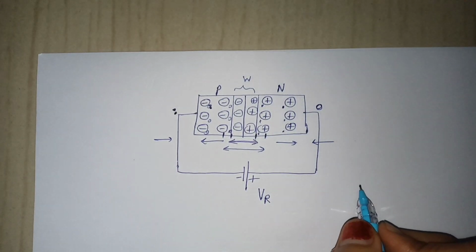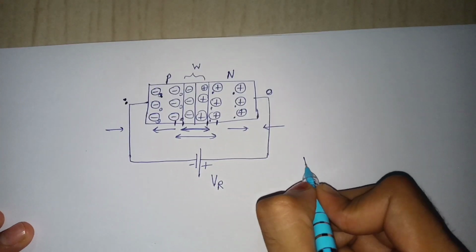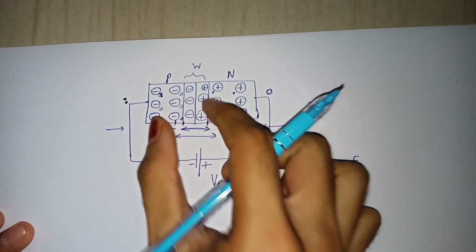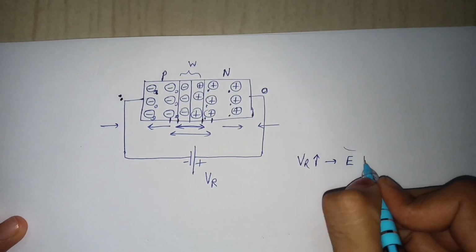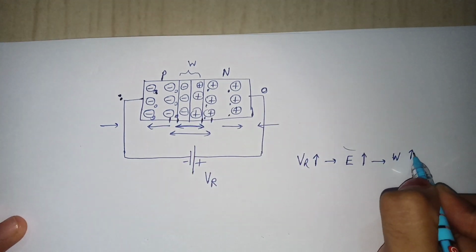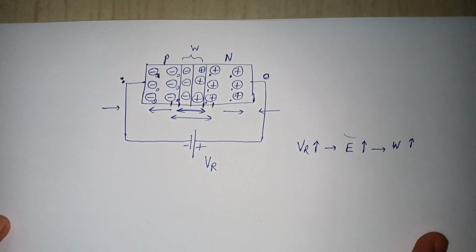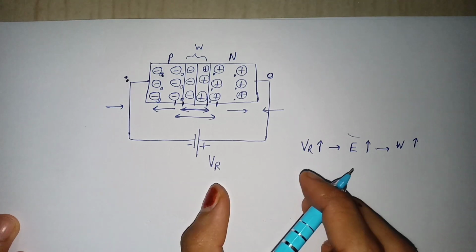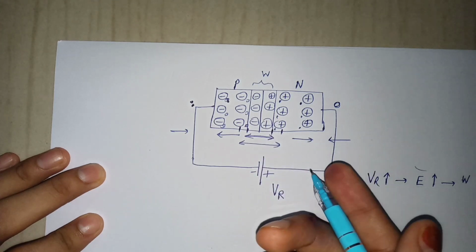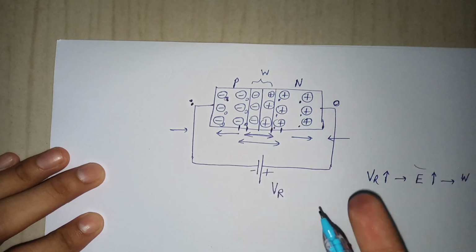Therefore we can say that in reverse voltage, if we increase the VR, then E inside the depletion region increases, which increases the depletion width. When electron and hole recombine, then electron deficiency and hole deficiency occur in n type and p type semiconductor.